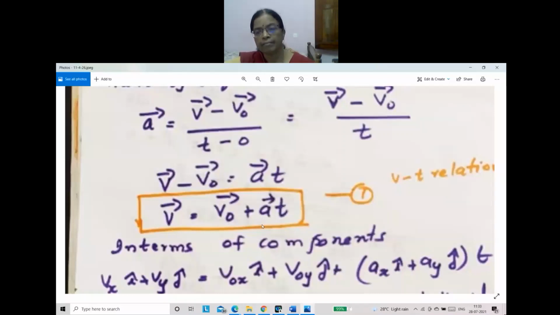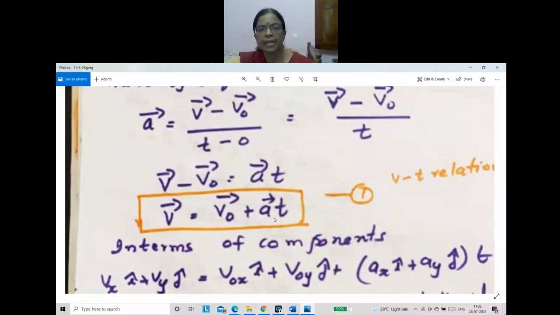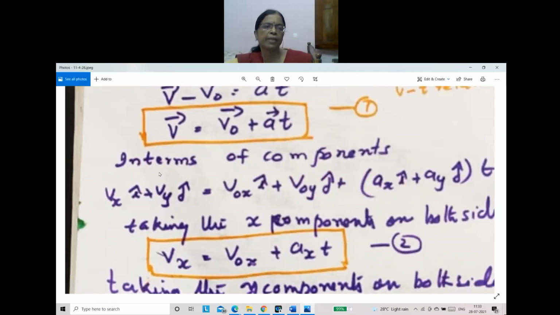Children, this equation you have studied in the last chapter, the velocity time relation, isn't it? Yes, teacher. The only difference is that we are going to write all these vectors in component form, x and y components. Final velocity vector V is Vx i cap plus Vy j cap. Similarly, initial velocity also has x and y components, so V0x i cap plus V0y j cap. Similarly, acceleration in component form, Ax i cap plus Ay j cap, inside the bracket, into t.